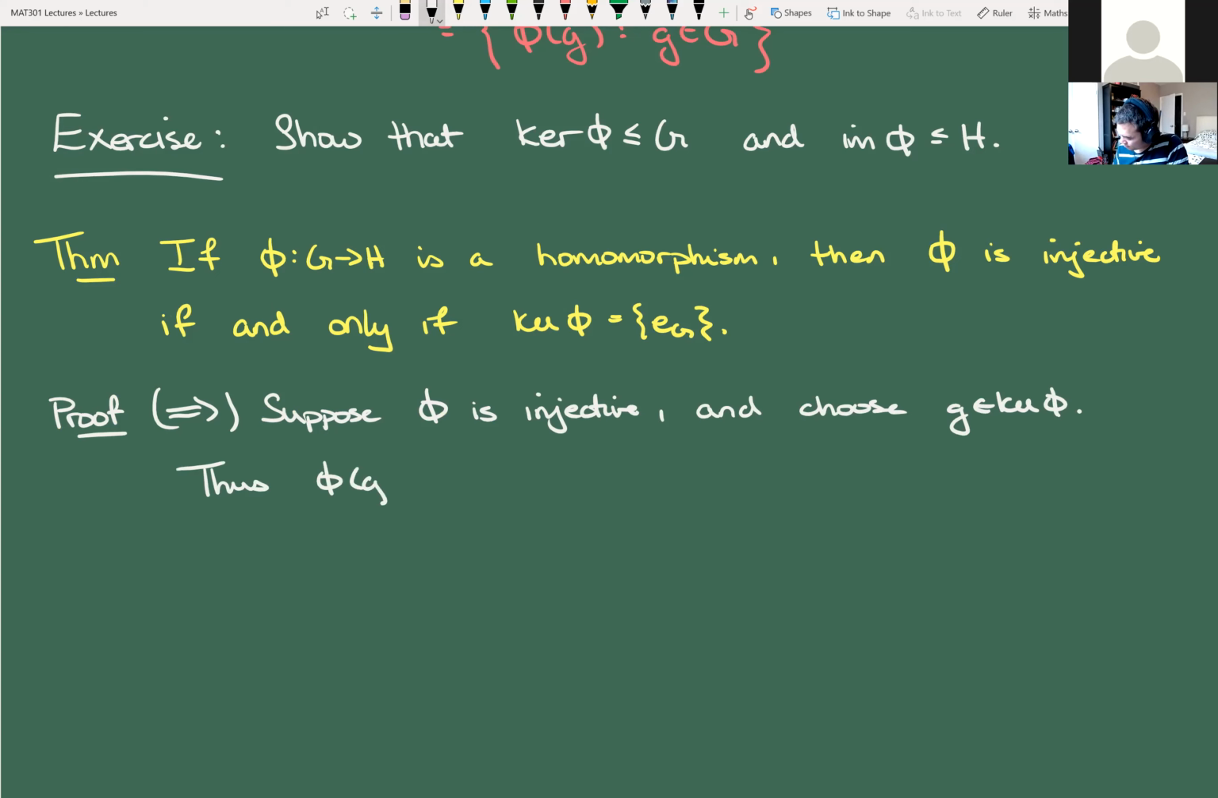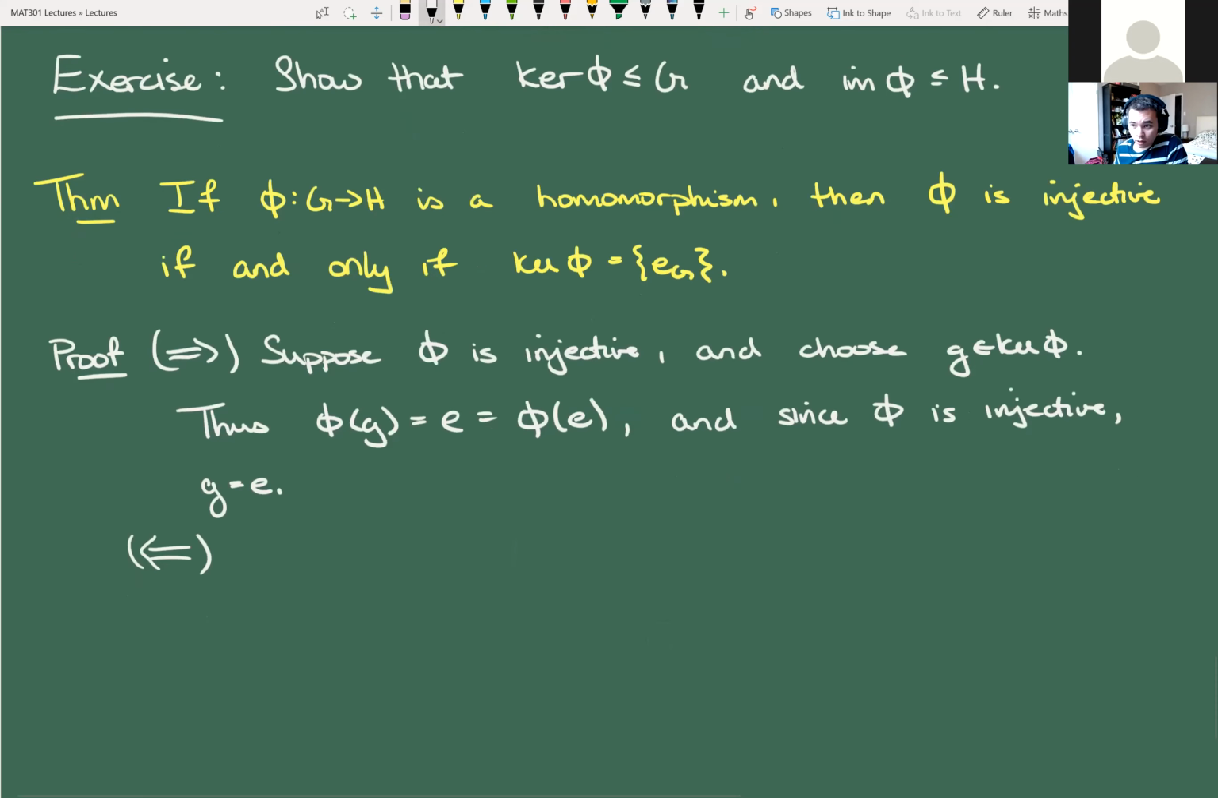Well, phi of g has to be equal to the identity, but we know that there's something else which maps to the identity as well. The identity also maps to the identity. And now we're done because we know that phi is injective. So if both g and e map to the identity, then g had to be equal to e. And since phi is injective, g is the identity.